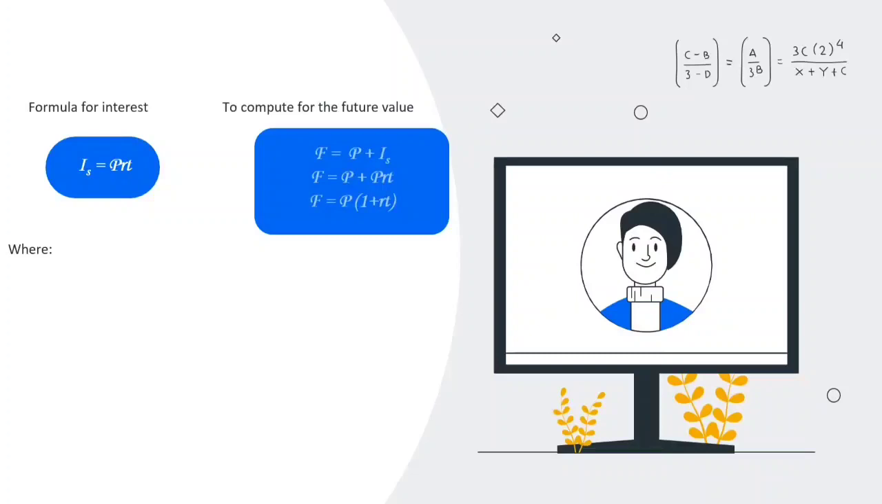As for the future value, F is equal to P plus I sub S, or it could be P plus PRT, or P open parenthesis, 1 plus RT, close parenthesis, where I sub S is equal to the simple interest, P is the principal amount, R is the rate of interest, T is the term, which is in years, and lastly we have the letter F for future value or maturity value.